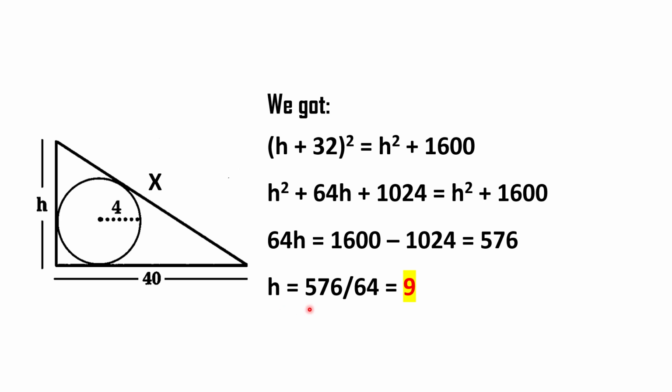The value of h, on solving h plus 32 whole square equal to h square plus 1600, we get h equal to 9. So 9 units is the value for the altitude of this triangle. H equal to 9 units, but we will cross check.